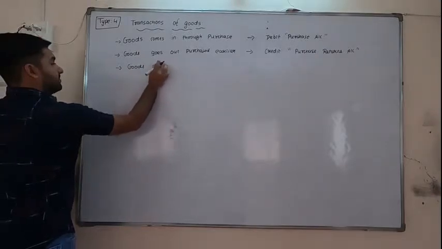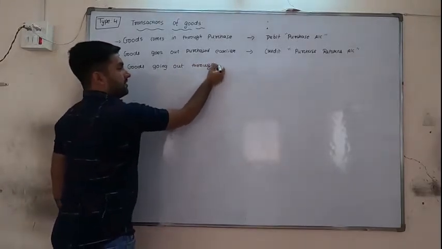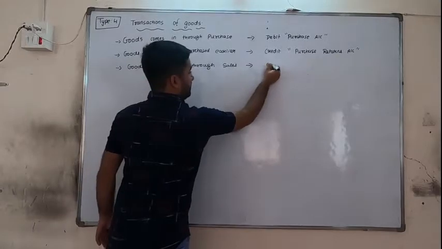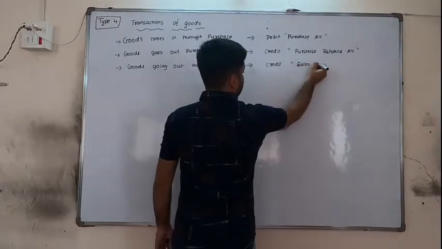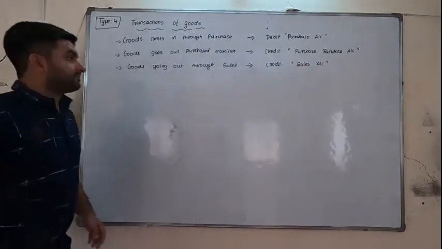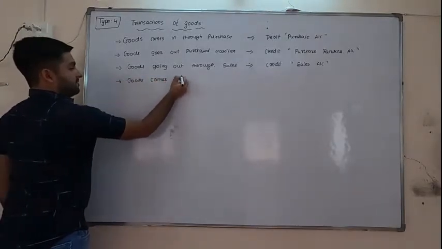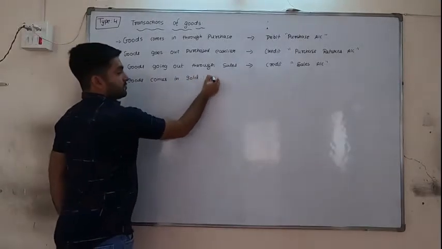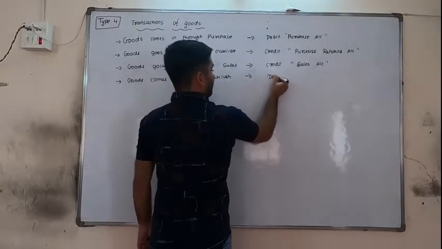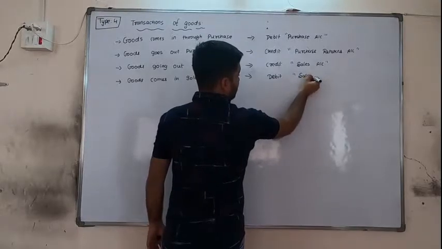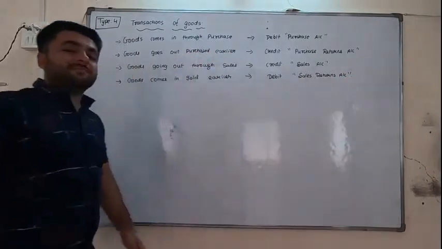In the same way, goods going out through sales. Again, goods are going out, so credit sales account. In the same way, goods come in, sold earlier. Now the goods are coming back, sold earlier. Debit sales account. So this is the simple concept.